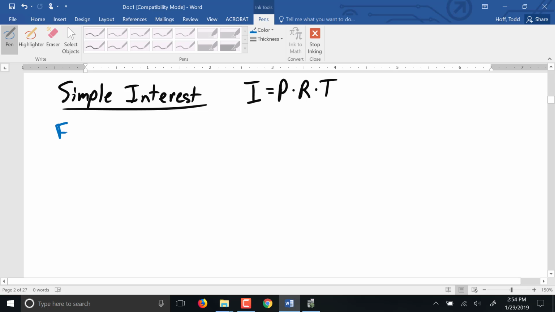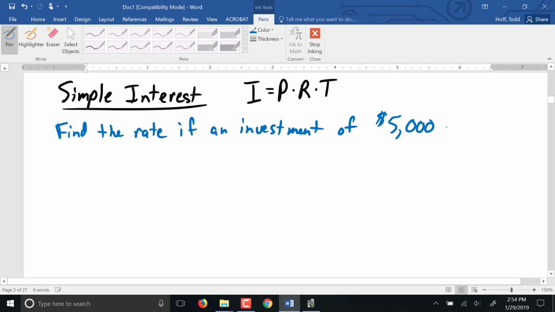So find the rate if an investment of $5,000 returns $40 in interest in 2 years.